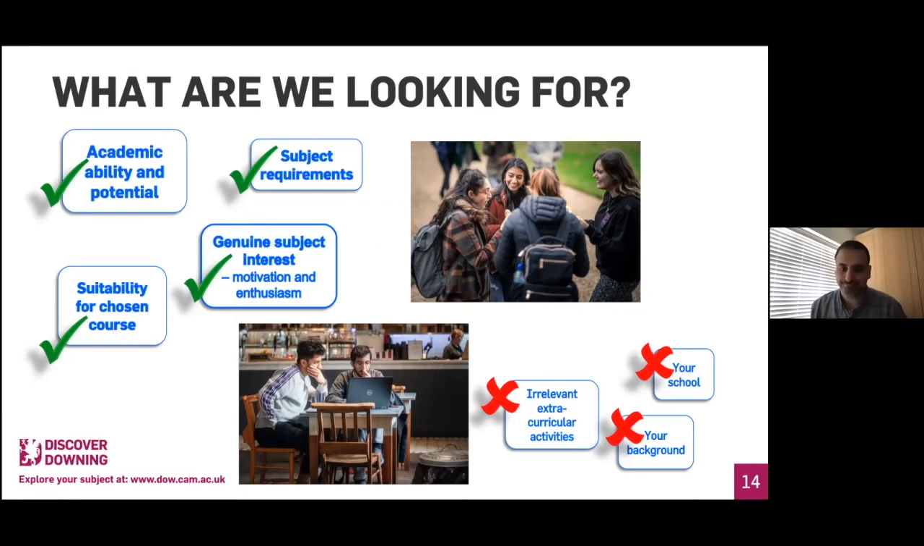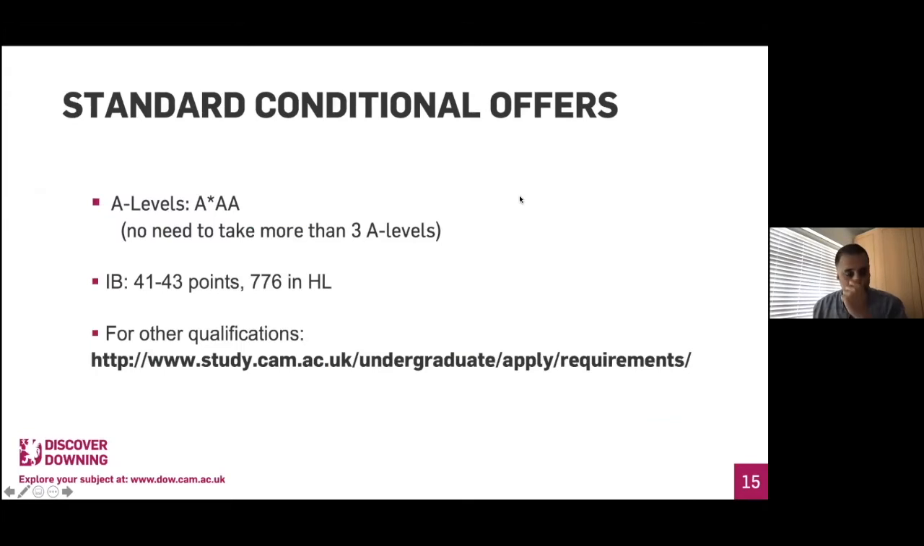So in terms of the standard conditional offer for MML, it's an A star and 2 A's if you're doing A levels. You need to make sure that at least one of your A levels is the language that you want to study at higher education as well. If you are studying IB, we'd expect you to achieve an overall score of 41 to 43, and your higher level subjects should include a language as well.